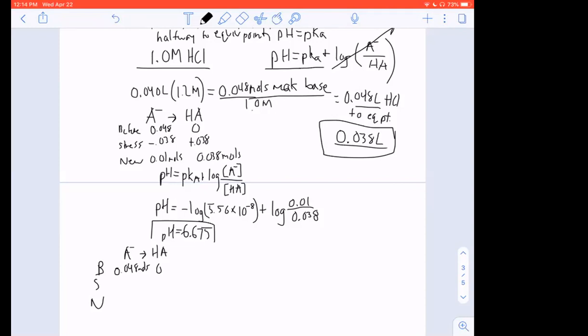Moving on to this second part then though. Basically, remember at the equivalence point, you're just going to convert all of these to the other one. So this will be minus 0.048 moles. This will be plus 0.048 moles. That means that you have 0 left of the weak base. All of it is now the conjugate acid. So you have 0.048 moles of the conjugate acid.